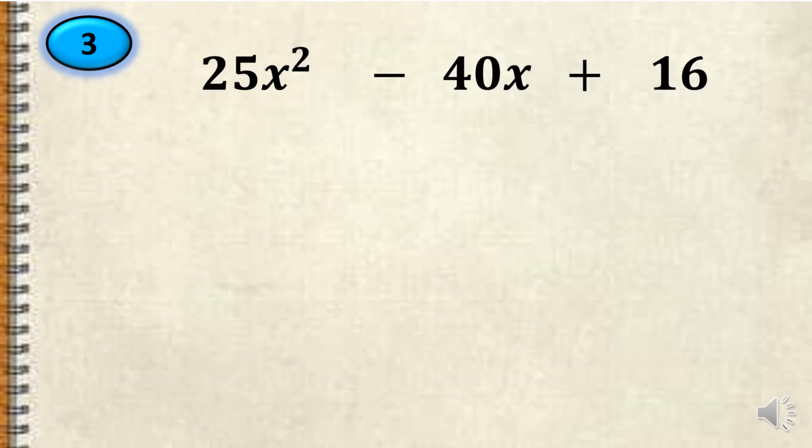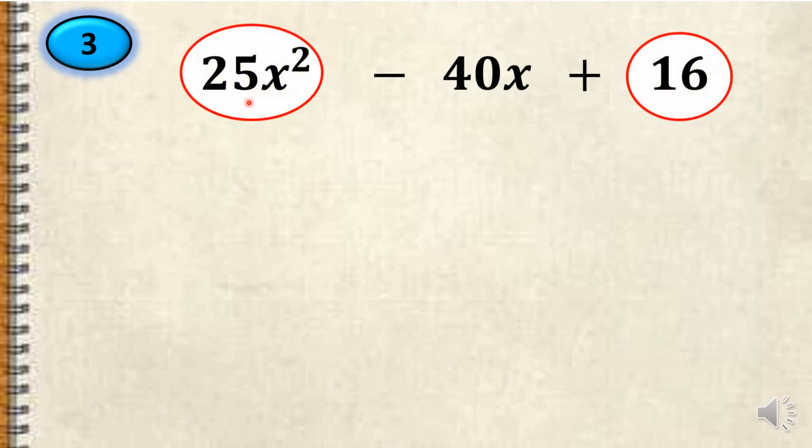So here is our example number 3. So you have 25x raised to 2 minus 40x plus 16. Our first term has already a numerical coefficient higher than 1, but still the process is the same. Check our first term and last term if the numbers are perfect squares. So after finding out, we can now factor.